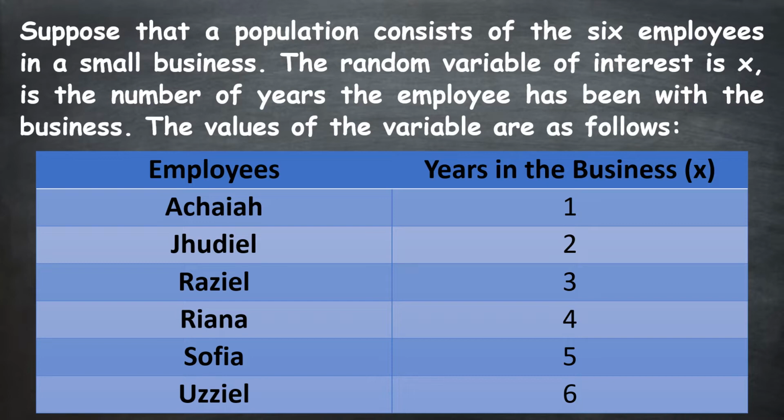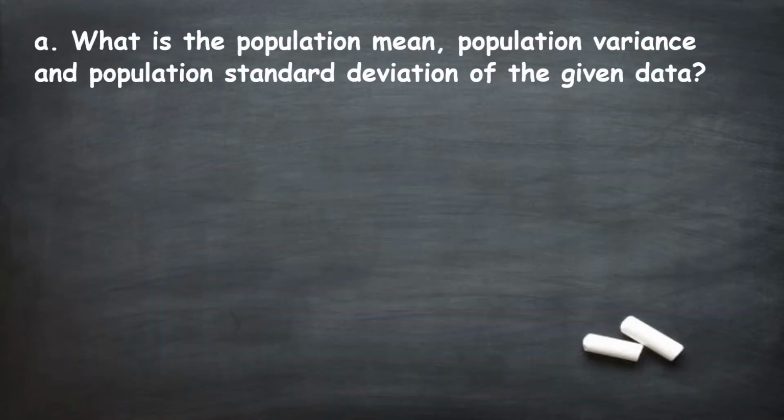Next, let's say we have a population like this, and what we're going to do is prove that, given this population, we will try to get a sample from this group, and see what's the difference between the numerical values of the population and the sample itself. So, for us to make the comparison between the population and the sample that we will get, we must first get the population mean, population variance, and population standard deviation of the given data.